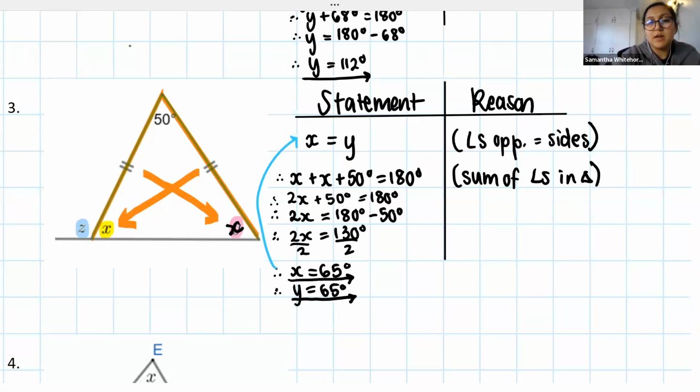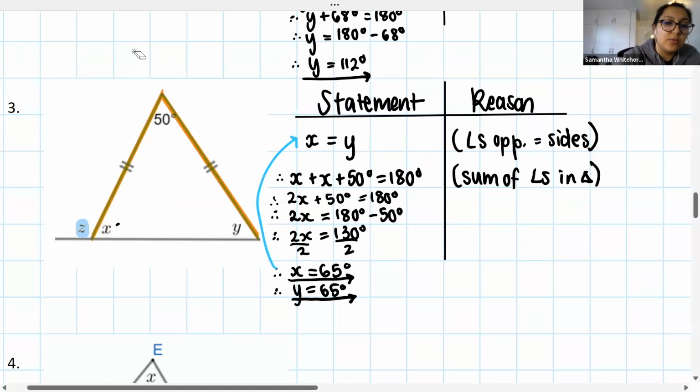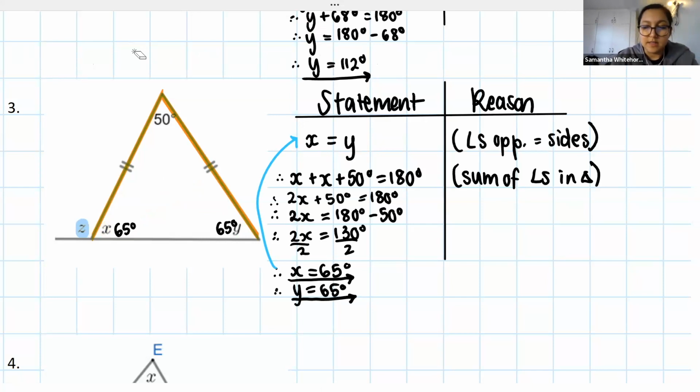All because we made that first statement, which we have to make, we immediately got x and y. So I now know both of these angles here are 65 degrees. Now I just need to go and find z.